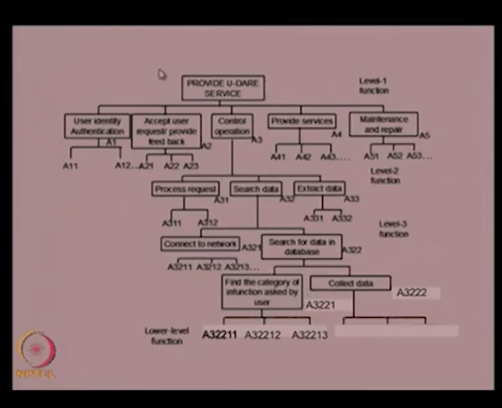So this actually shows a hierarchical function structure. Now if you want to provide this particular function, we can identify what are the lowest level functions to be provided in order to provide this function, and this actually helps us to identify the proper hardware in order to provide this function. So this is the basic way of decomposing the functions into its small functions and showing them in a hierarchical way, and this is known as the hierarchical function structure for a system.